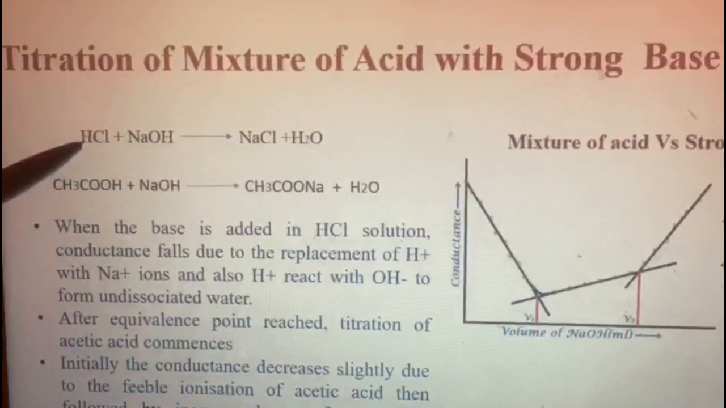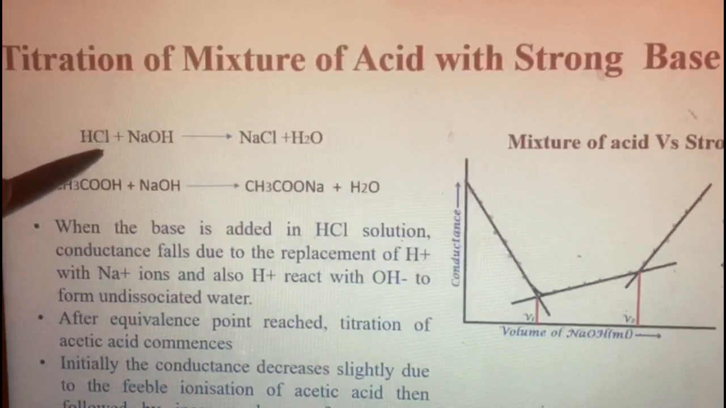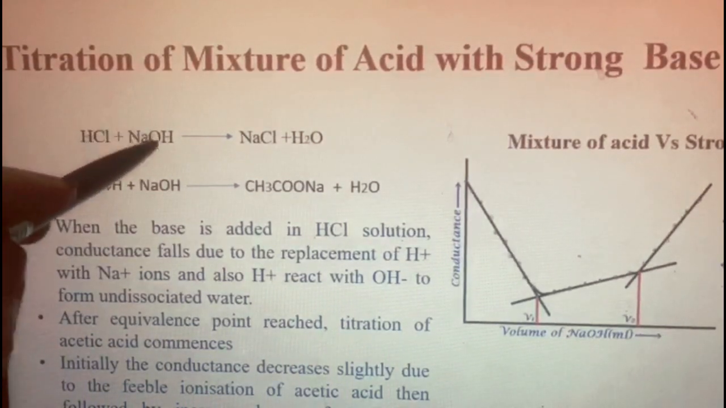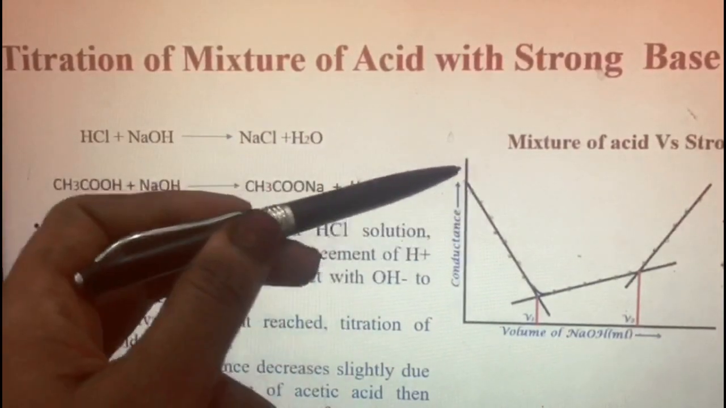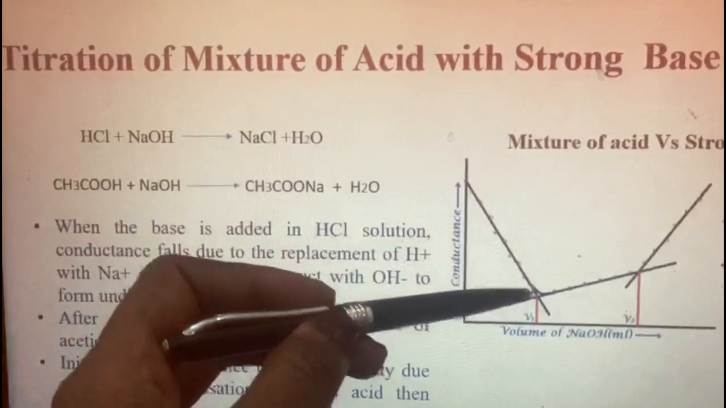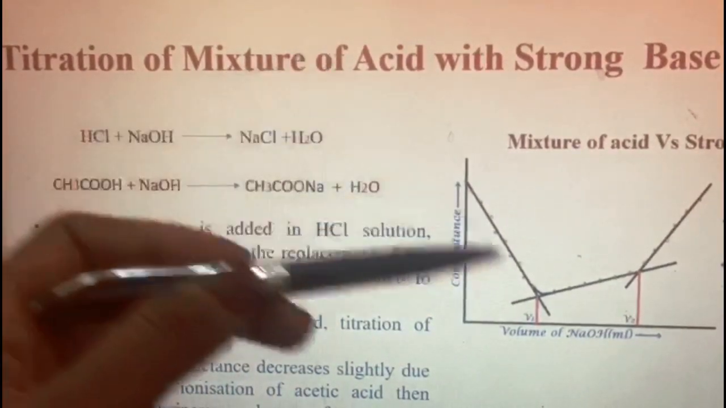So what will happen here? First only H plus was there, so the conductance was very high initially. Then when we add sodium hydroxide, this H plus will be replaced by slow moving sodium ions, so the conductivity will be reduced. That is why it is reduced like this. First very high, then the conductance decreases.